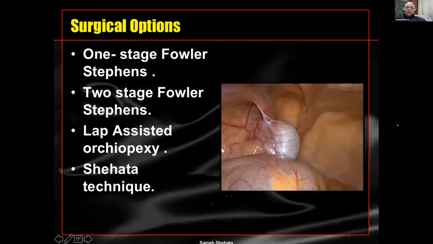So we are almost at 72%. I think we're going to share the results. Okay, very good. It's surprising. Two-stage Fowler-Stephens 41%, Shehata 32%, and the others laparoscopic assisted and one stage. That's very good. This is one of the points where we don't have consensus or firm guidelines. It takes some time with controlled studies, and I'm sure we'll reach that in the near future.